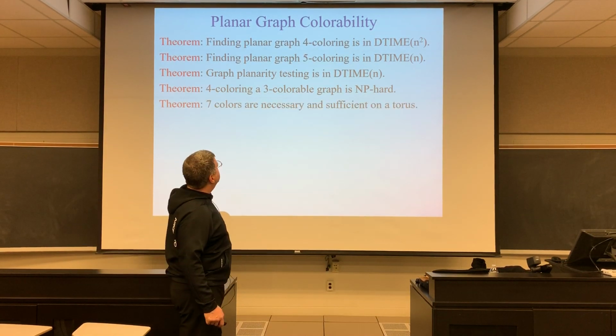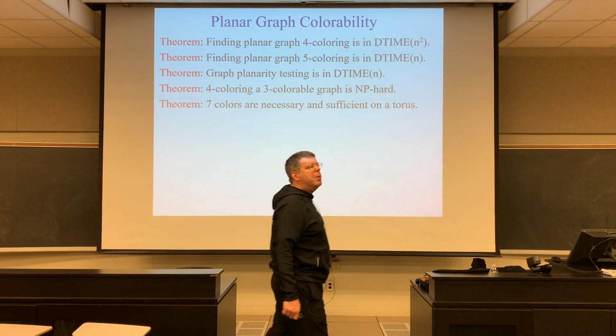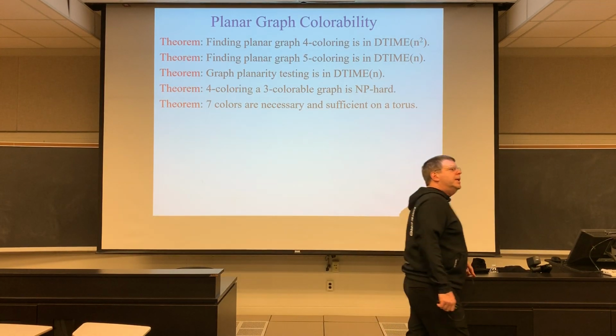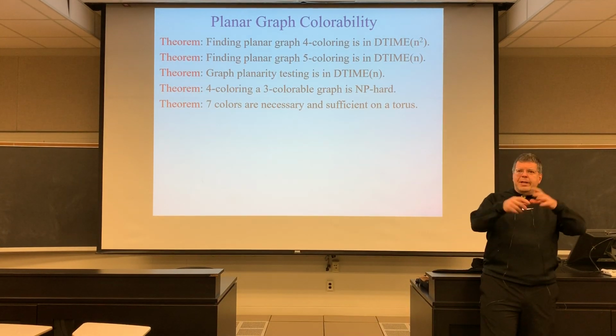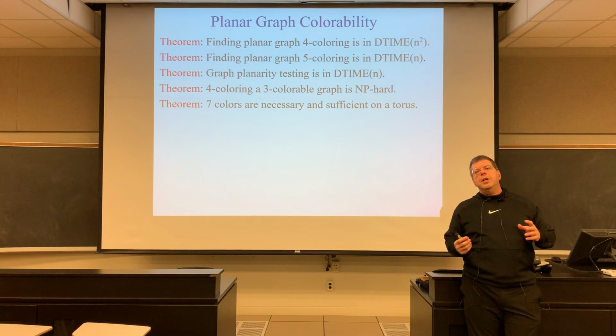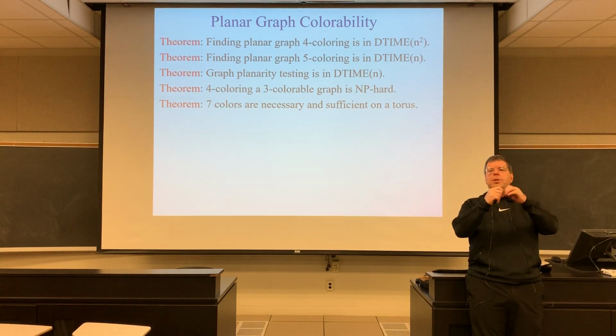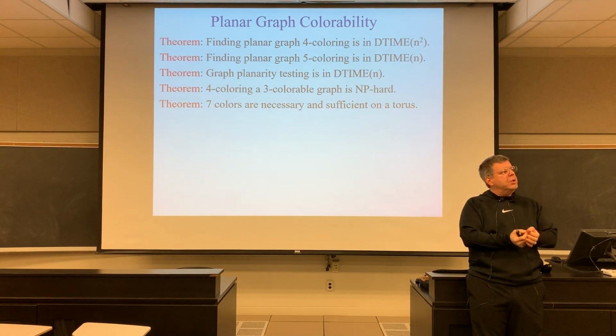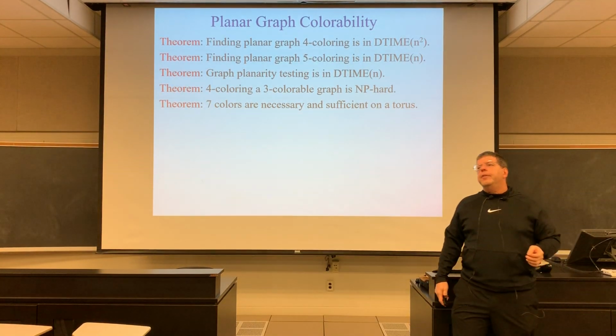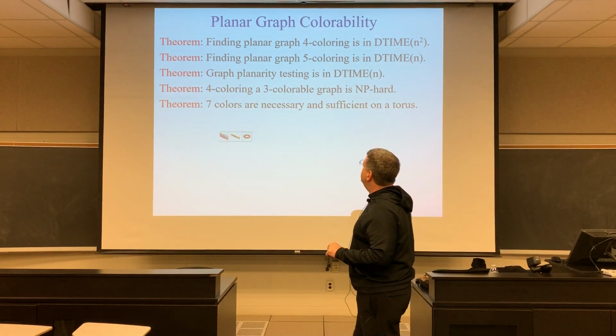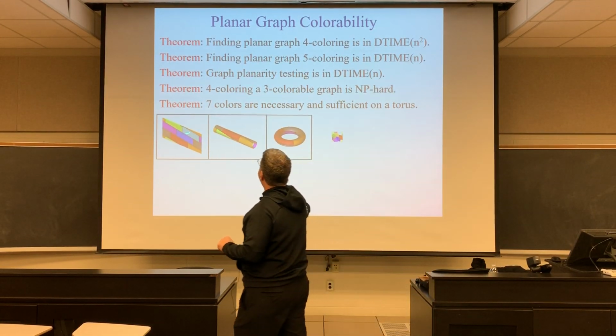But we know, for example, that on a torus, 7 colors are both necessary and sufficient. So if the manifold, if the surface is not a plane but a more complicated surface, like a torus or a double torus, so it looks like a donut, that's what a torus is, 4 colors no longer suffice like in a plane. So here's an example where you need 7 colors.